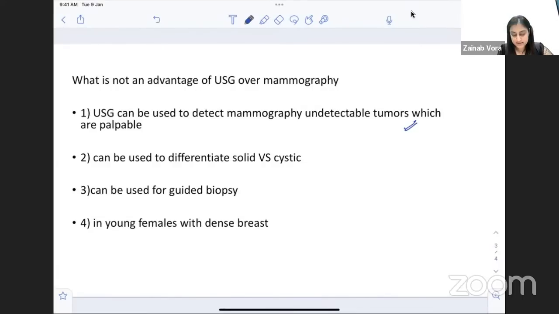So this is definitely true, that ultrasound is the best to distinguish solid and cystic. So there is no doubt in this. It can be used for guiding biopsies. Definitely true. So there is no doubt in these two. And in young females with dense breasts also we use ultrasound. We don't use mammography, and that is the main point of using ultrasound in young females. So all are true in this case. So there is some difference in the recall here.